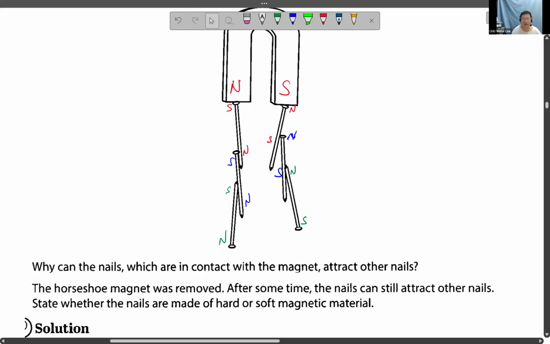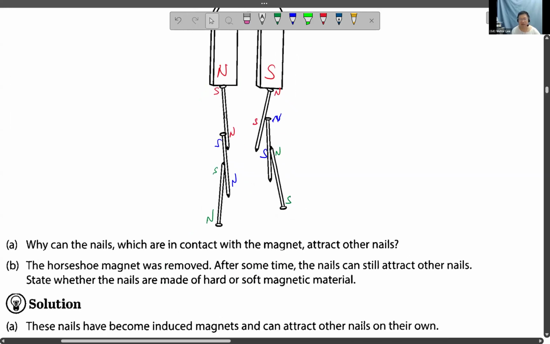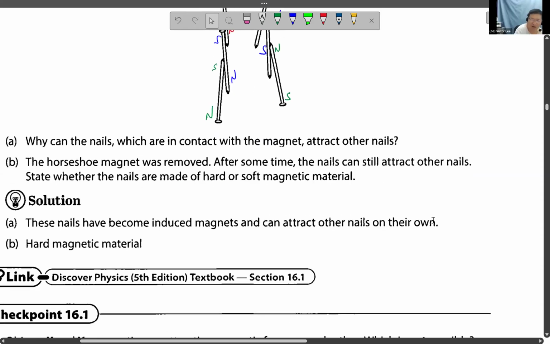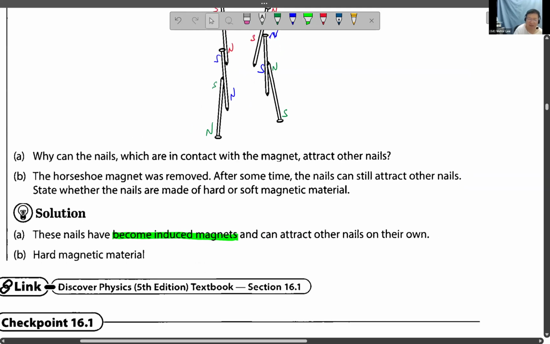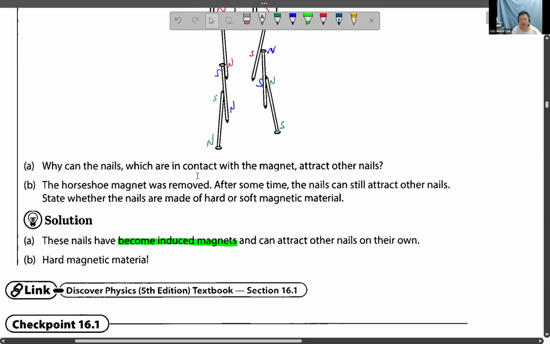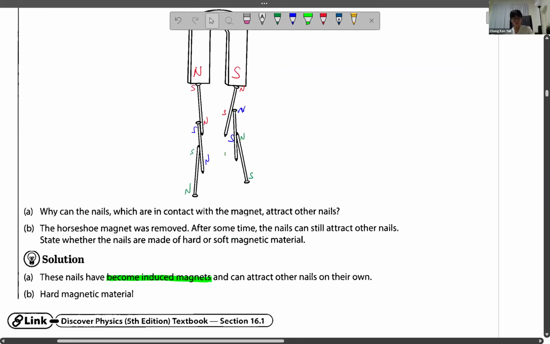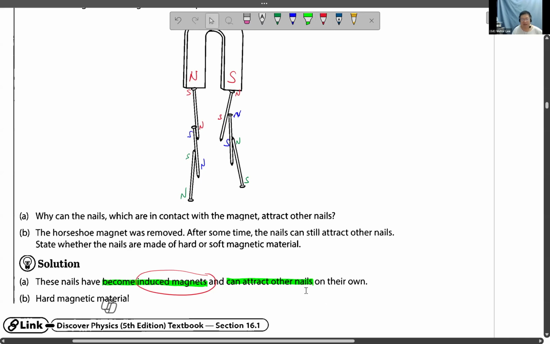So why can the nails in contact with the magnet attract other nails? Why does my first nail here attract other nails? Because they have become what? All of them become what? Induced magnets. They are becoming magnets, having magnetic property already, and therefore can attract other nails on their own. Okay? I repeat, they become induced magnets. They become magnets already, and they can attract other magnetic material.